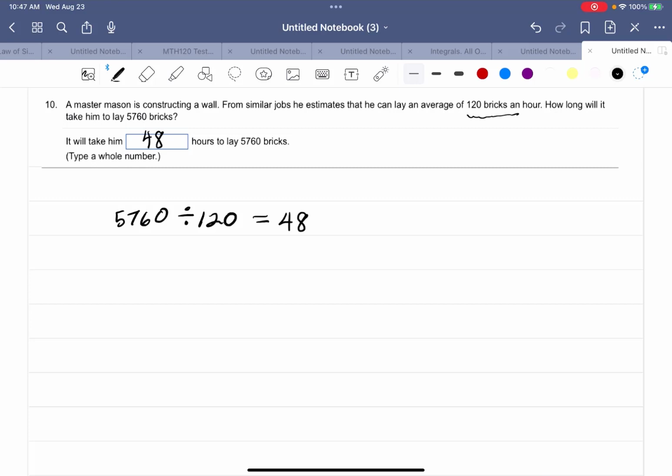Now, again, if you're not sure which operation, think about an hour. They could have said per hour. And we said that per hour would be either multiply or divide. If we multiplied that, 5,760 times 120, we get 691,000 hours. Now that doesn't make any sense. So think about your word clues and also think about your answer and whether or not it makes sense in the context.